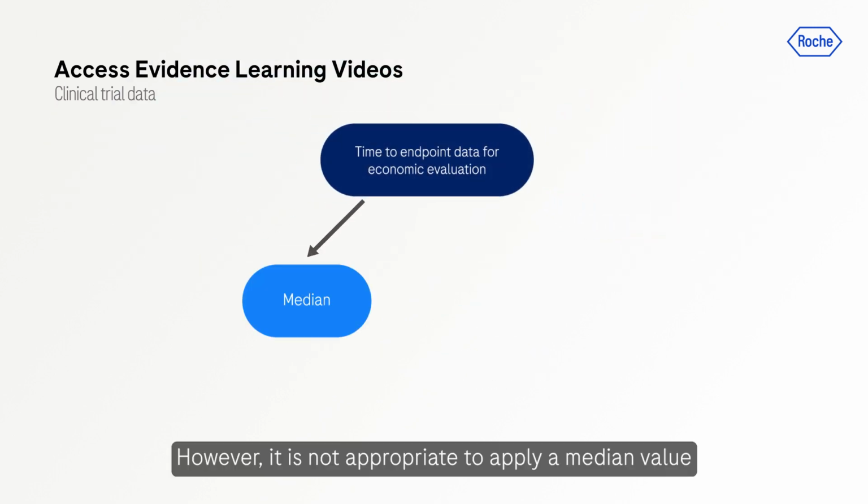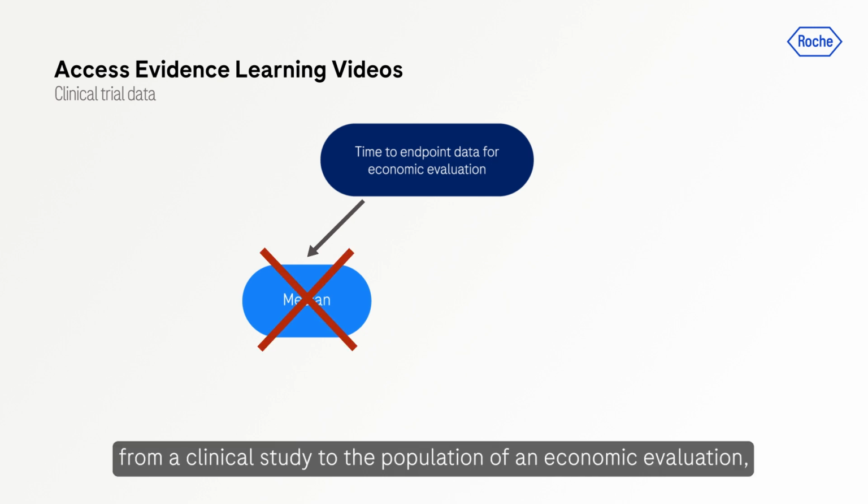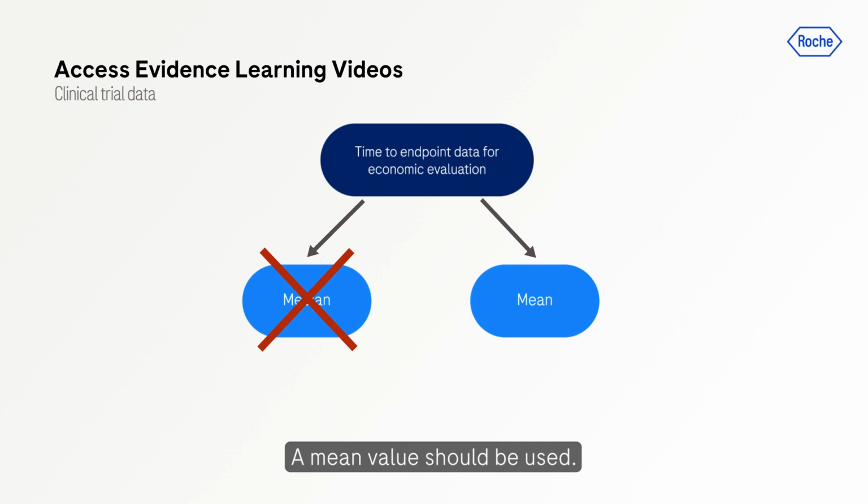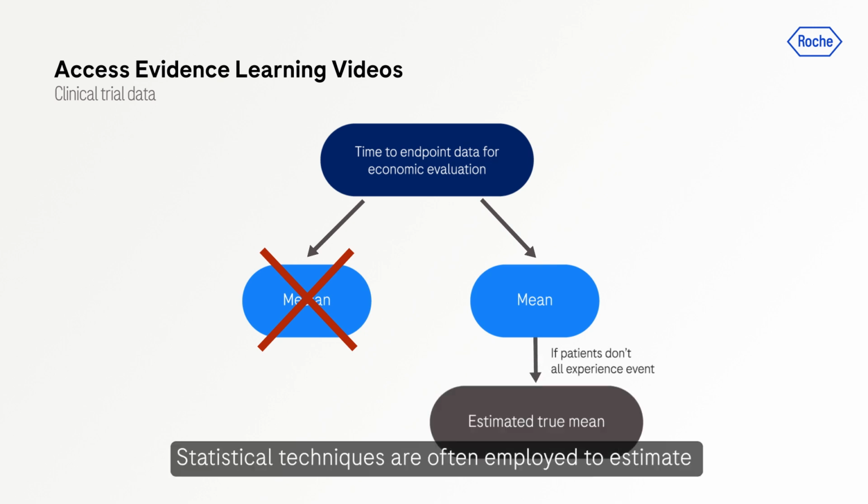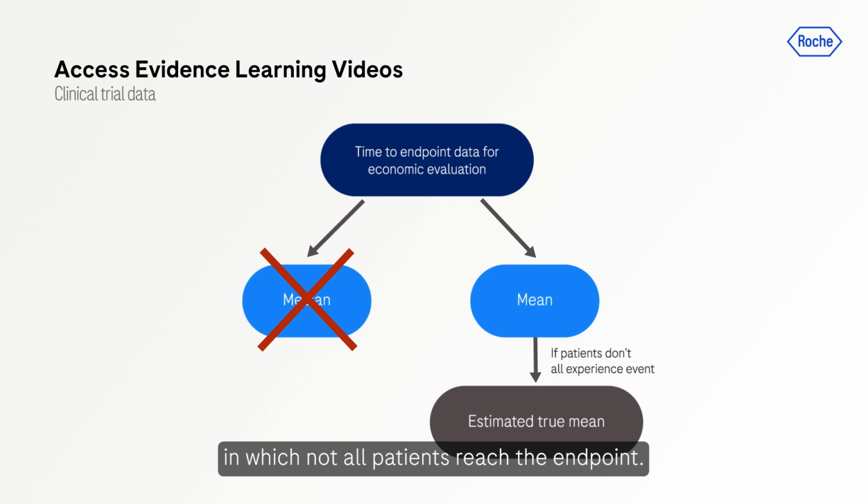However, it is not appropriate to apply a median value from a clinical study to the population of an economic evaluation, because important information about the sample is not captured. A mean value should be used. Statistical techniques are often employed to estimate the true mean time to event for economic evaluation, rather than using an underestimate derived from a trial in which not all patients reach the endpoint.